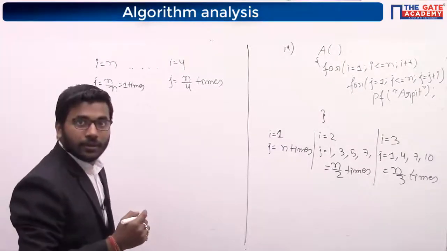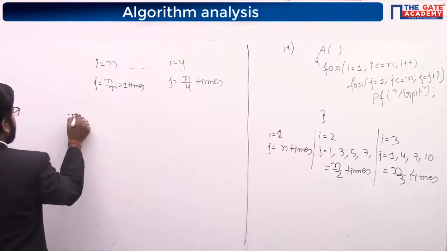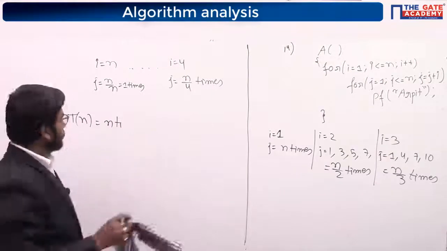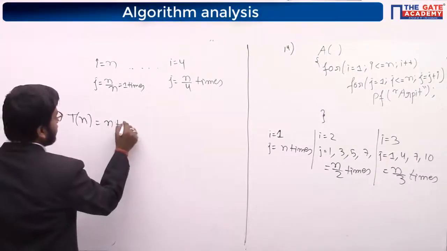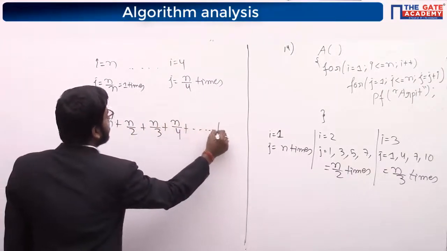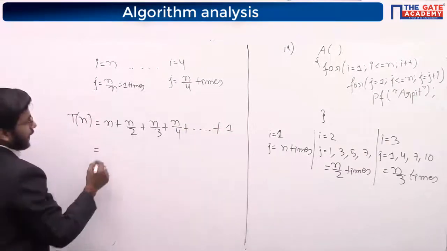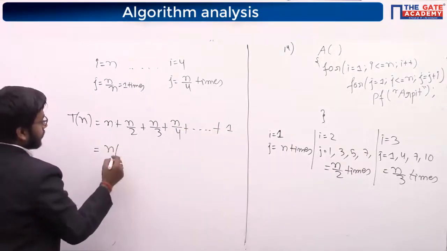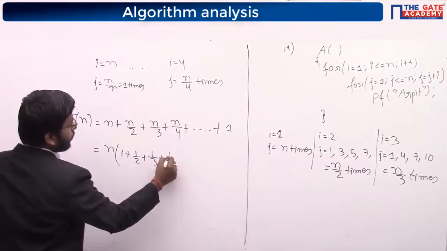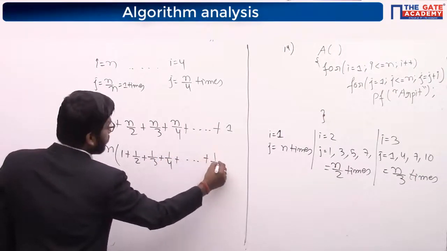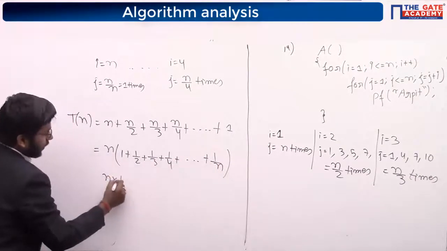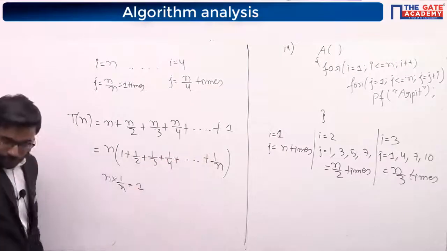So the time complexity is n times (n + n/2 + n/3 + n/4 + ... + 1). So I am taking n common here, so 1/2, 1/3, 1/4. Like here I am dividing by 1/n, because when I multiply n into 1/n, then only I will get 1. So because of that I am doing this.